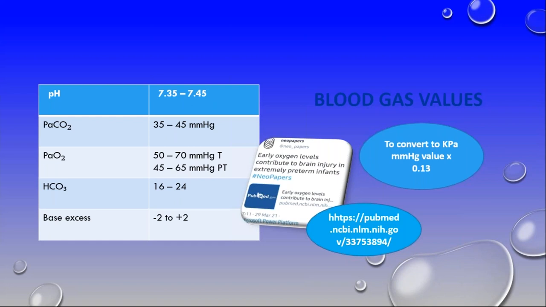So when we look at a blood gas, we want our pH to be between 7.35 and 7.45. The PaCO2, the partial pressure, we want between 35 and 45 initially. PO2 is 50 to 70, or 45 to 65 in the preterm baby. So it's important that you remember that in the preterm baby, we will let this go further down. Bicarb is 16 to 24 millimoles per liter, and the base excess between minus 2 and plus 2.